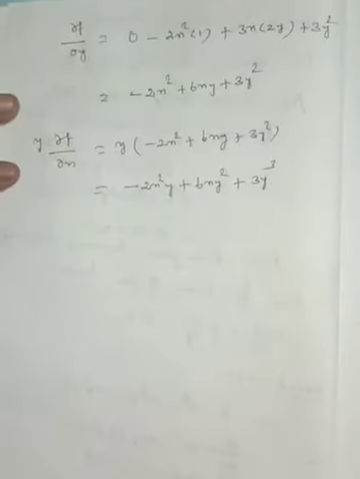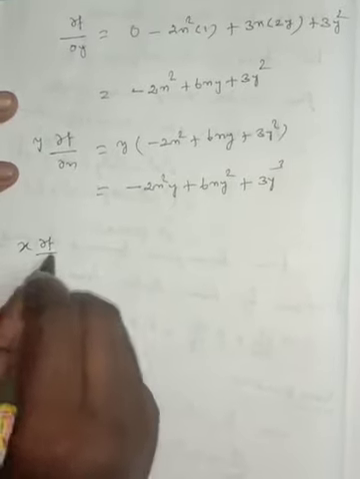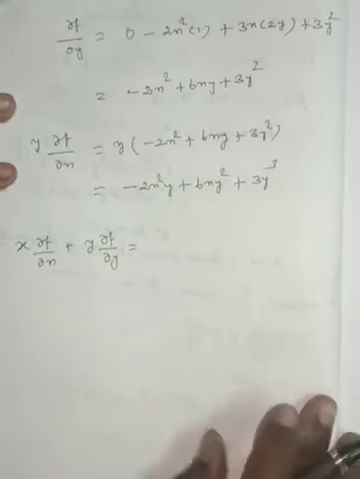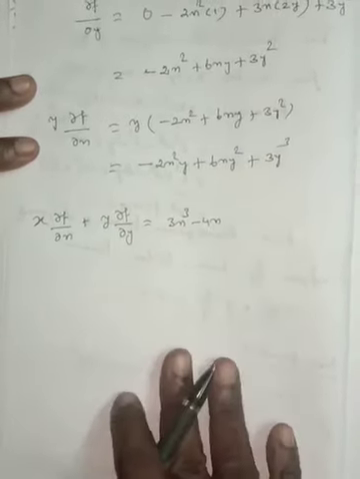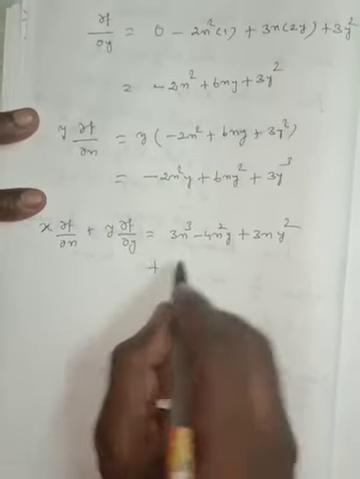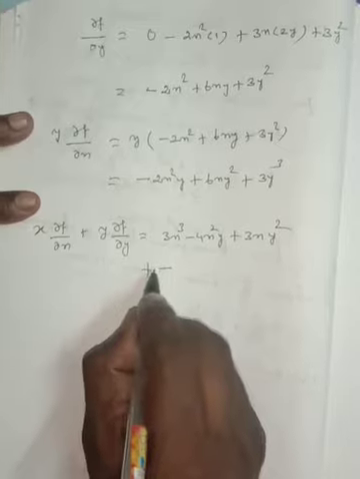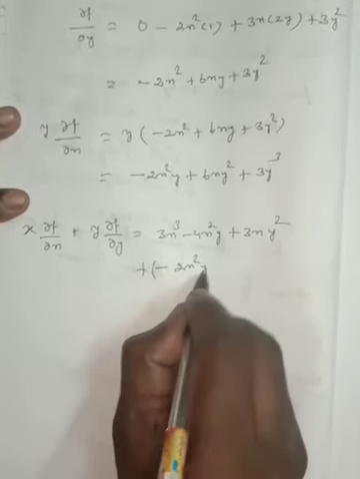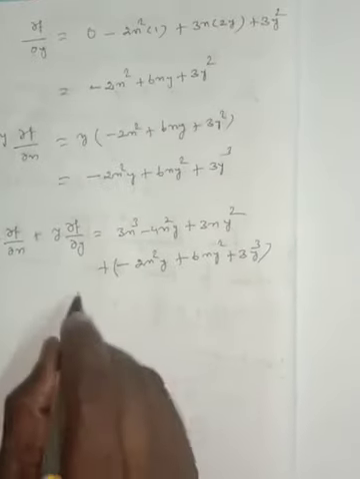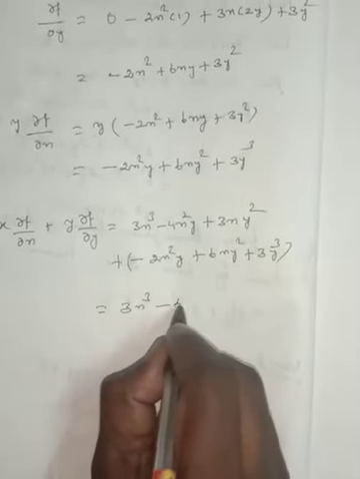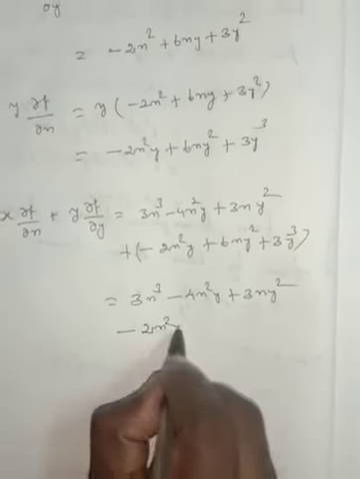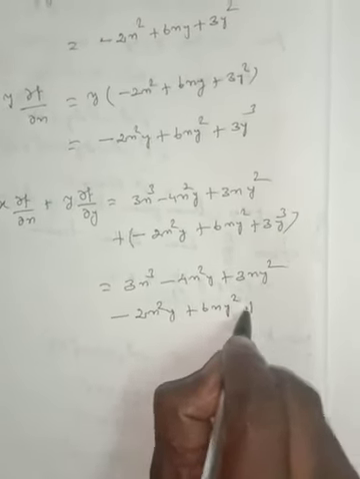Now x dou f by dou x plus y dou f by dou y is equal to 3x power 3 minus 4x square y plus 3xy square, plus of minus, so minus bracket minus 2x square y plus 6xy square plus 3y to the power of 3, is equal to 3x power 3 minus 4x square y plus 3xy square minus 2x square y plus 6xy square plus 3y to the power of 3.